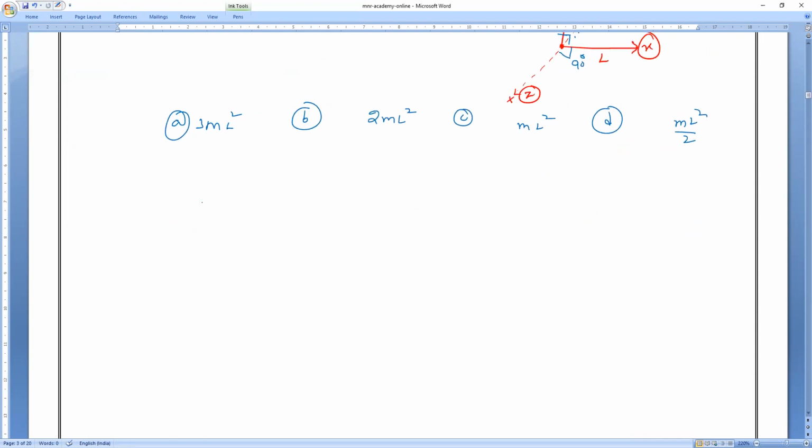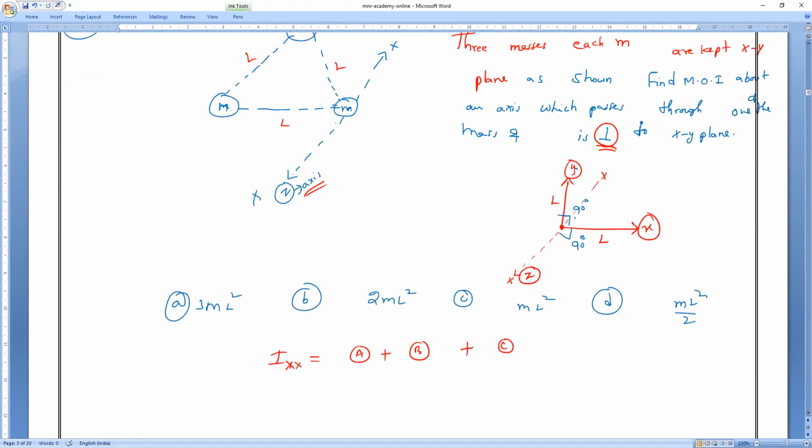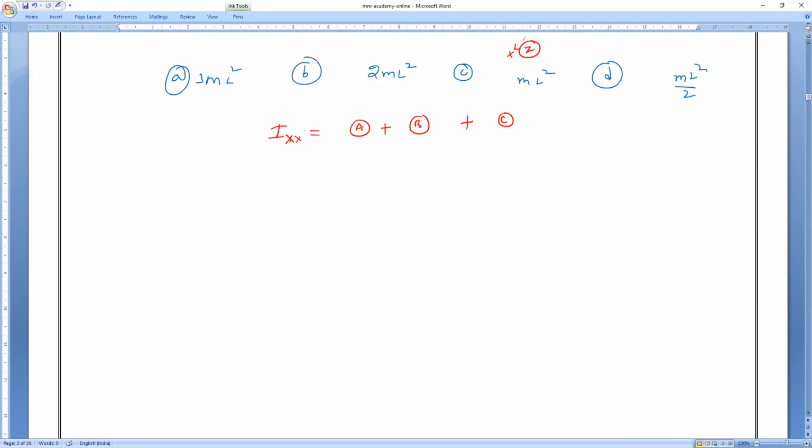So what will happen? Check it, everybody. The moment of inertia along the axis of rotation is the sum over point A, point B and point C. Let me take this as point A, this as point B and this as point C. So now tell me, at point A, what is the moment of inertia? It is on the axis of rotation, so the R value is 0. So it will be gone.